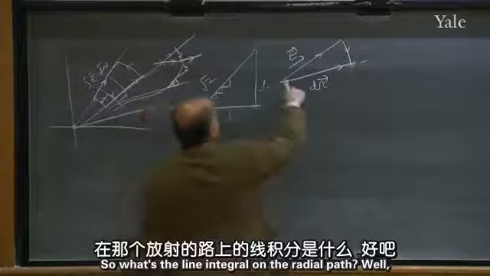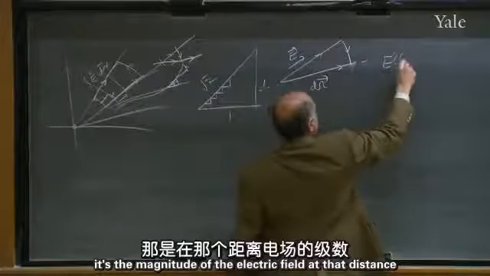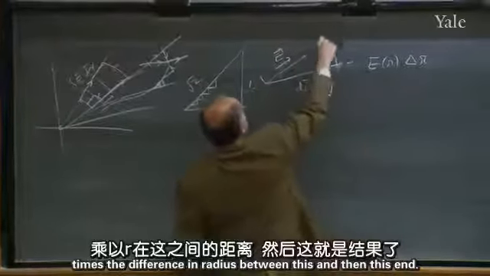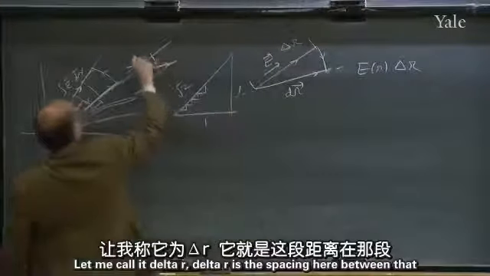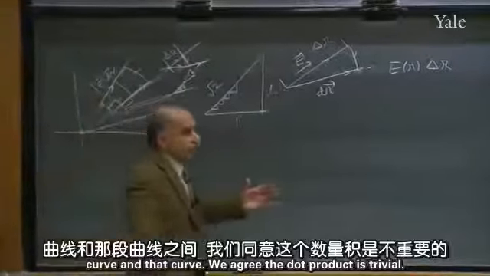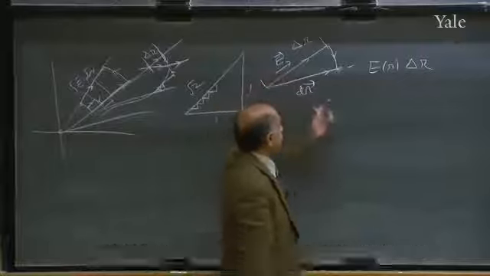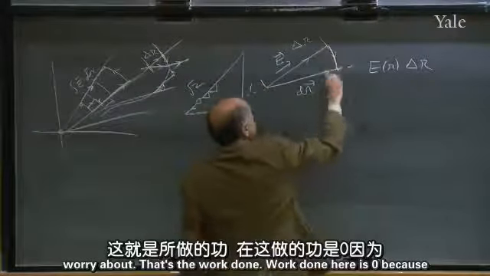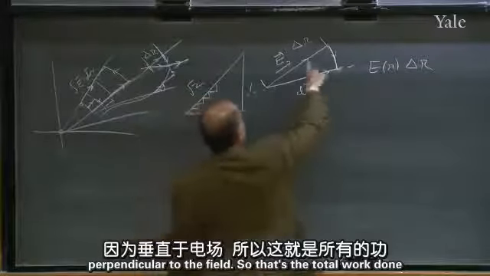So what's the line integral on the radial path? Well, it's the magnitude of the electric field at that distance times the difference in radius between this end and this end. Let me call it delta r. Delta r is the spacing here between that curve and that curve. You agree the dot product is trivial. E is this way, displacement is this way, no cos theta to worry about. That's the work done. Work done here is 0 because it's perpendicular to the field. So that's the total work done going like that.